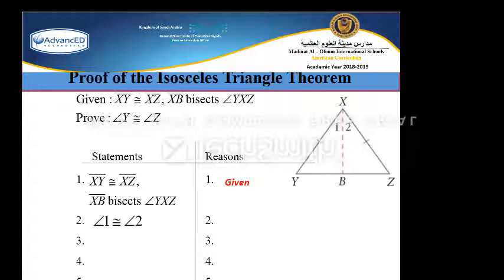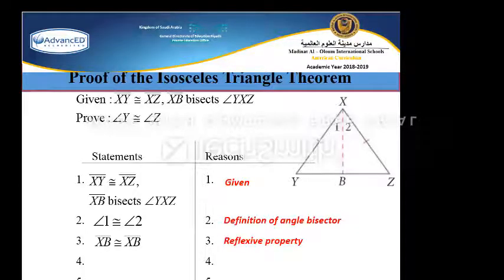Using this given, since XB is the angle bisector, by the definition of the angle bisector we will find angle 1 congruent to angle 2. And also we have that XB is congruent to itself by the reflexive property. Then we have three parts in both of the two triangles: XY congruent to XZ, angle 1 congruent to angle 2, and XB congruent to itself by the reflexive property.